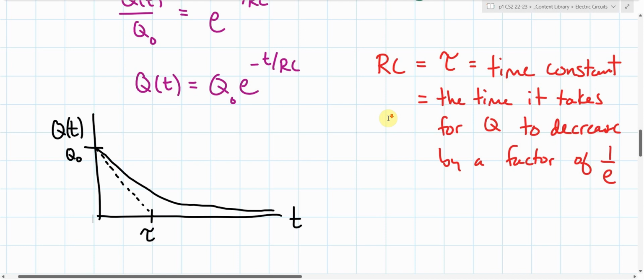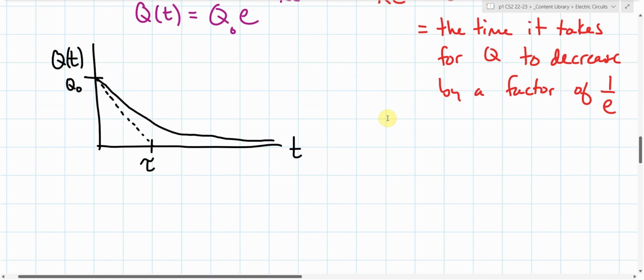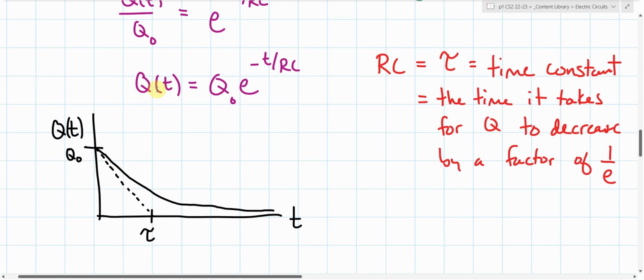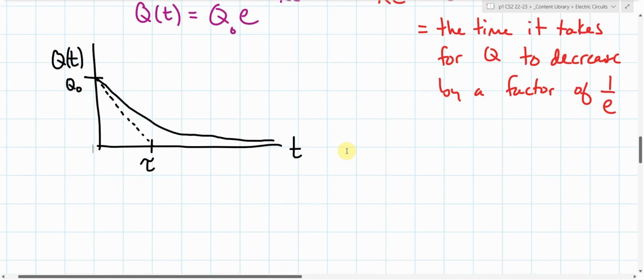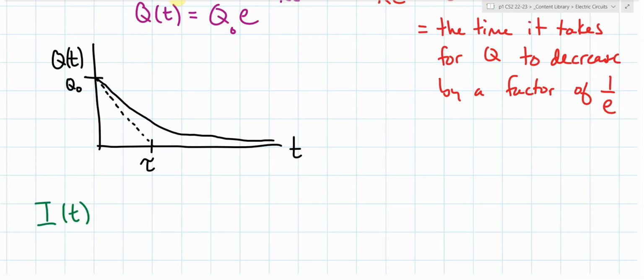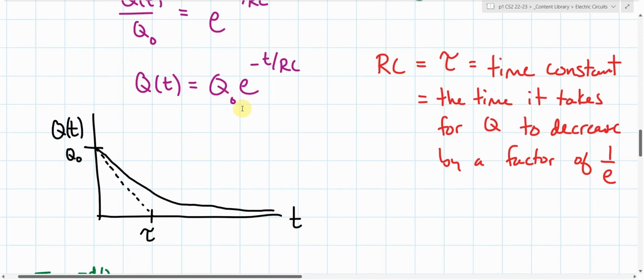Anyway, we're almost done. Our goals were to find the equation for Q as a function of time. We did it. But we also wanted to know current as a function of time. Luckily for us, we already know that for this discharging capacitor, current is negative dQ/dt. So current as a function of time will be the derivative of Q naught e to the negative t over RC.